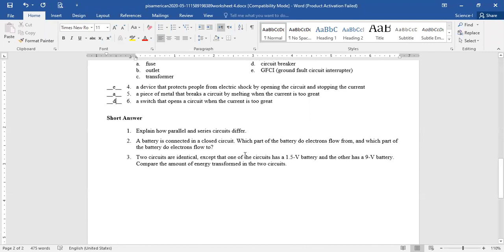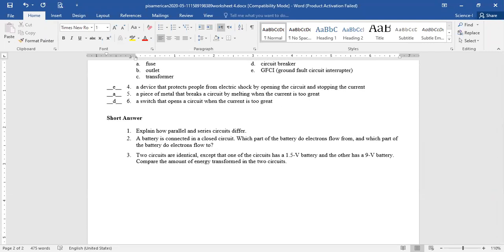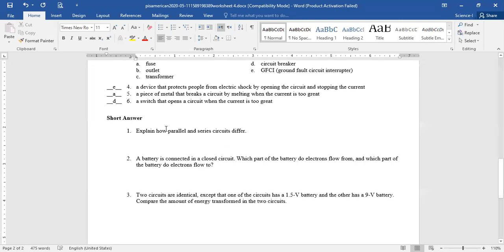So let's pass to the last type of questions here, the short answer questions, which represent the understanding of the terms in this lesson. So here we are. Explain how parallel and series circuits differ, how they are different from each other. Anyone can tell me? Yes, Reem?